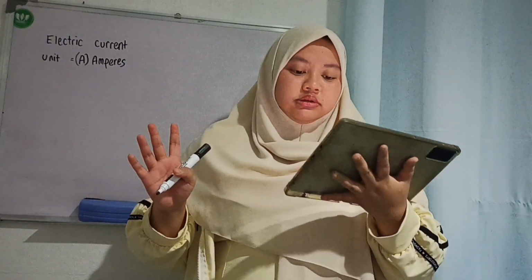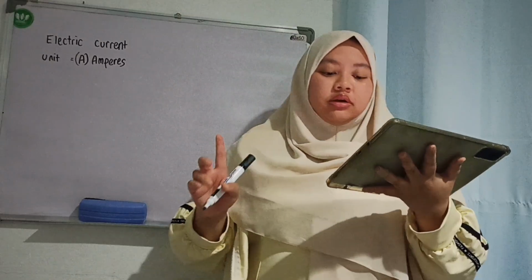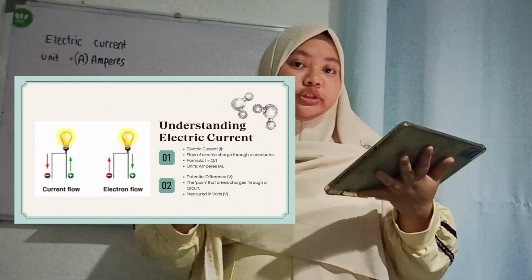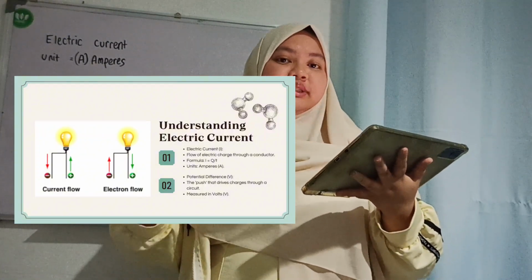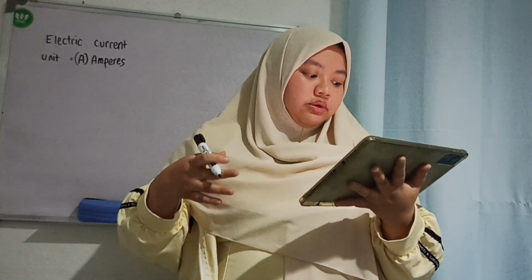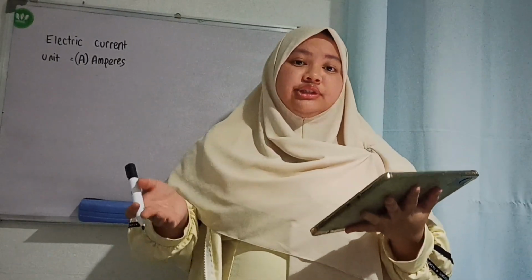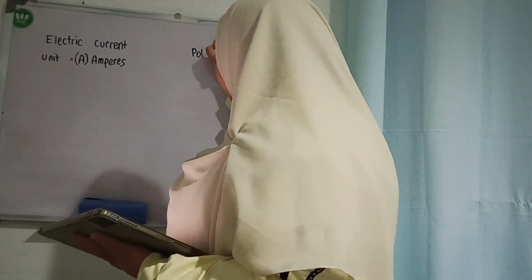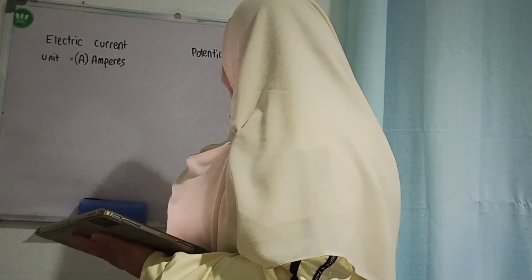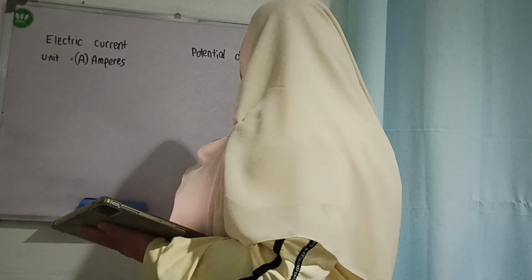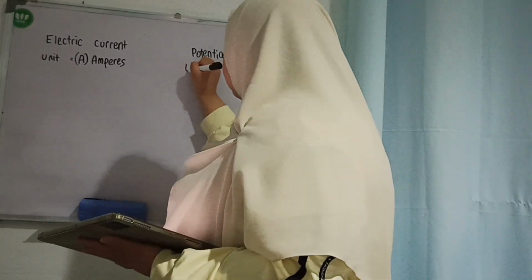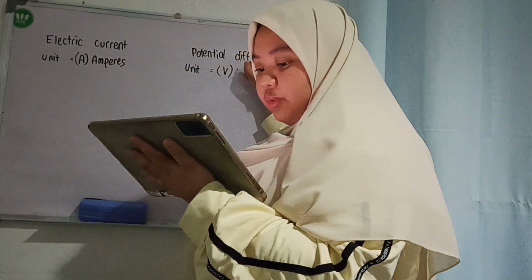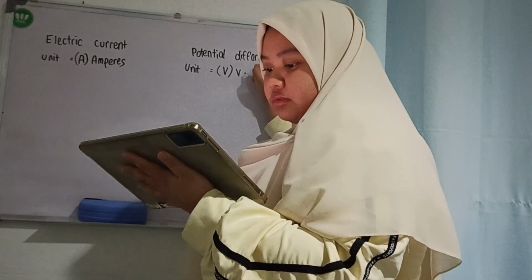Next is the potential difference. What is potential difference? It is the push that drives charges through a circuit. It is measured in voltage, where the unit will be a capital V, which stands for voltage. Volts.